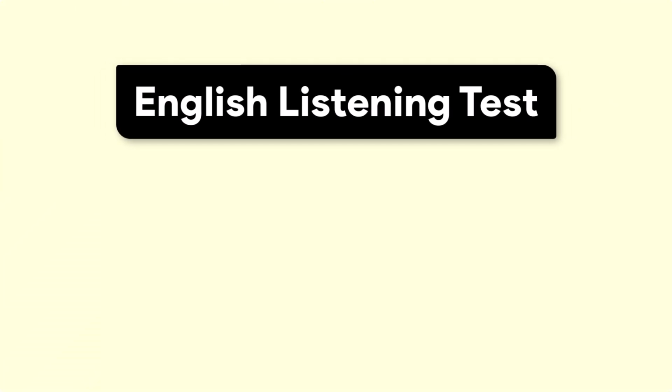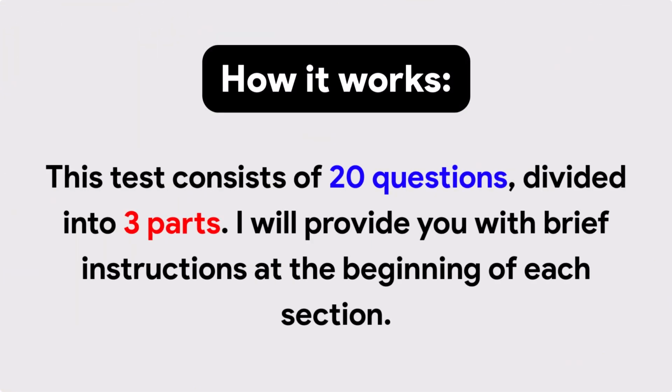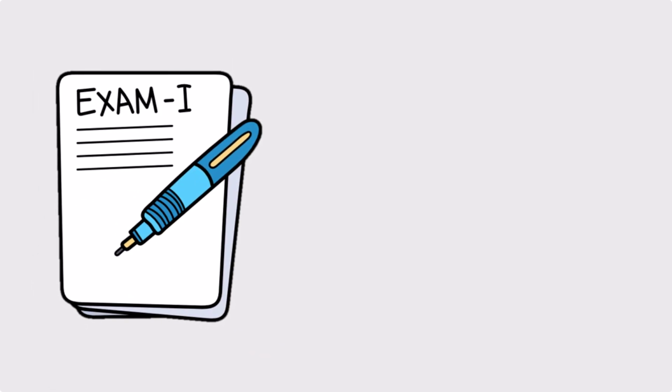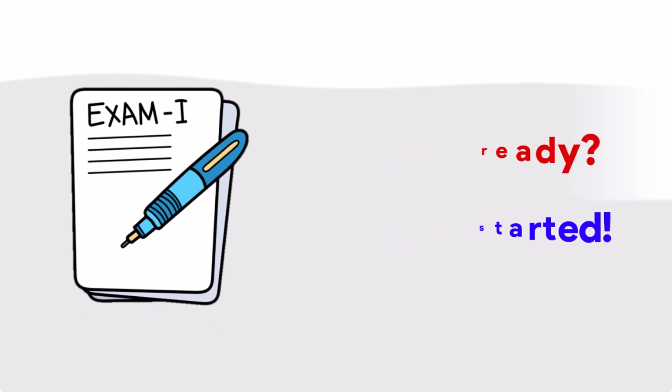English Listening Test. Part 3, designed for C1 learners. This test consists of 20 questions, divided into 3 parts. I will provide you with brief instructions at the beginning of each section. Before we get started, take a pen and paper so you can take notes while listening. Are you ready? Let's get started.